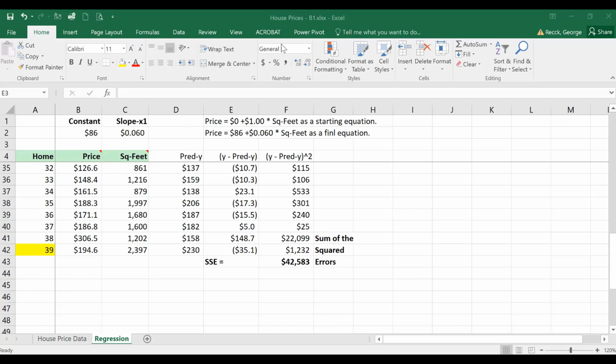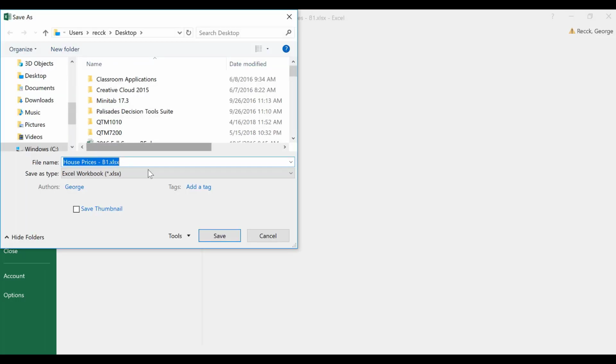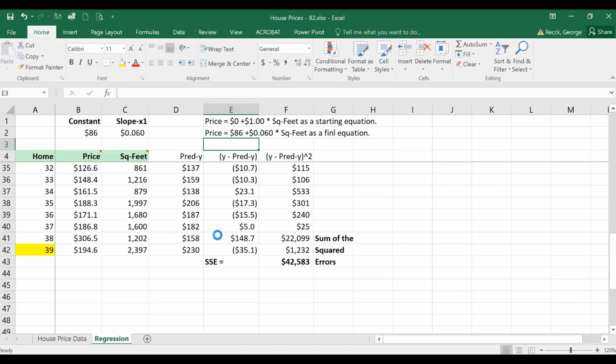So first thing I'm going to do is pick up where we left off. I'm going to do a quick File, Save As, and make this file B2. We start with B1 and end with B2. Okay, so now we're going to add some insight to this that we can do once we've done these calculations.